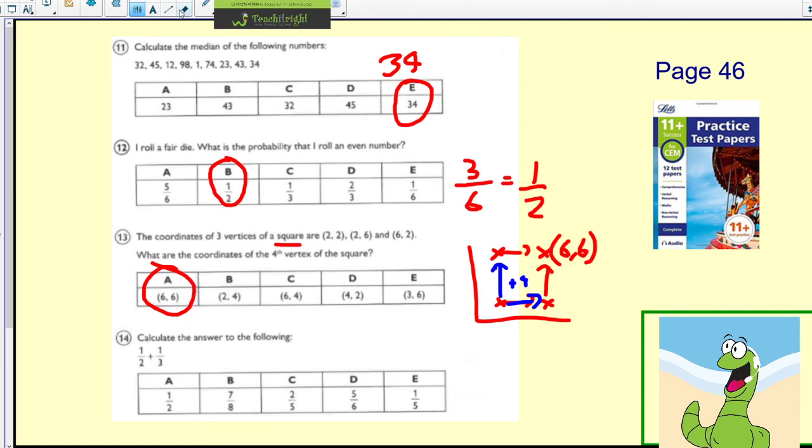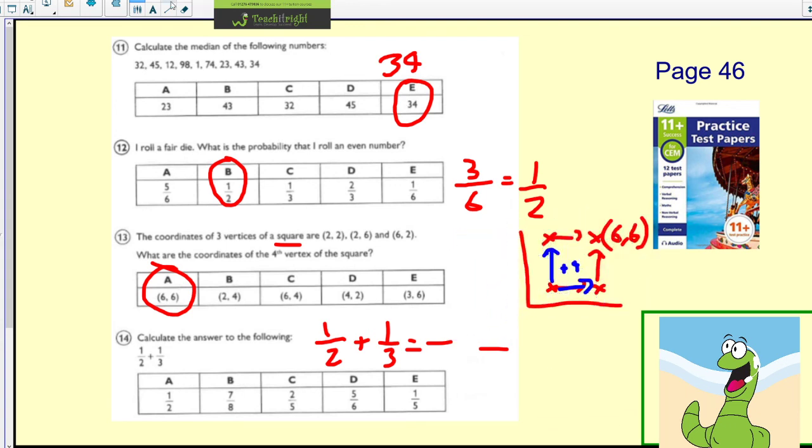Calculate the following: a half plus a third. 1/2 plus 1/3. For this, the rule is you must make the denominators the same. And the easiest way to find that is to multiply the numbers together, because you then know that you can find those and say, what did I do to a 2 to make it out of 6?